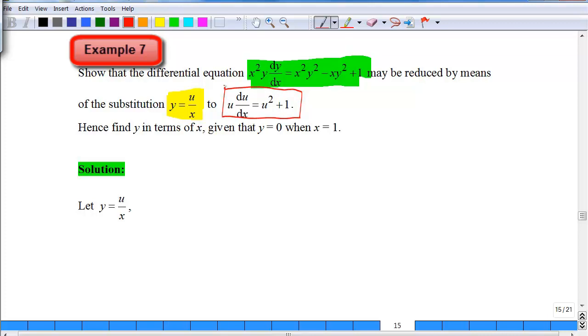Now if you see this DE here, you know that you could do variable separable and then solve this DE quite easily. So this is the benefit of using substitution. So now let's proceed with reducing the original DE to this simplified DE. We always start with y equals to u over x.